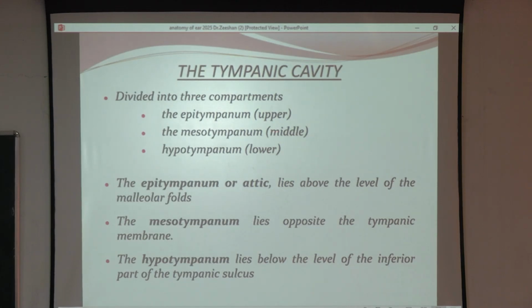Upper, middle, and the lower part. The epitympanum or the attic lies above the level of the malleal folds. We had discussed the anatomy of the tympanic membrane also. There we had discussed the malleal folds, separating pars tensa from the pars flaccida. So the part above those malleal folds comes under this epitympanic space. The mesotympanum lies opposite to the tympanic membrane proper, and the hypotympanum lies below the level of the inferior part of the tympanic sulcus.